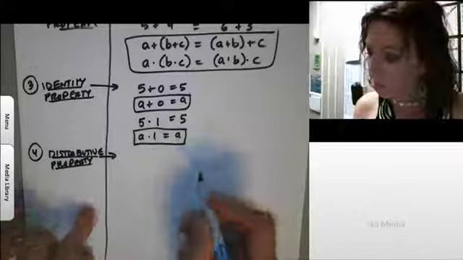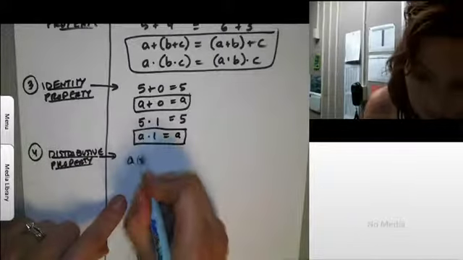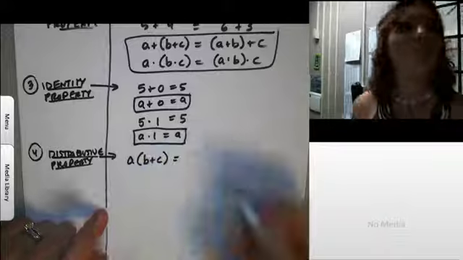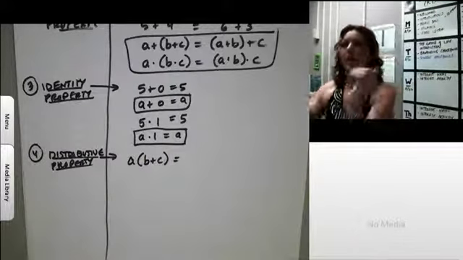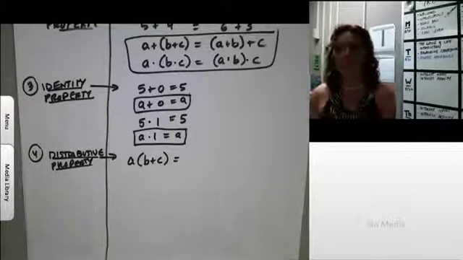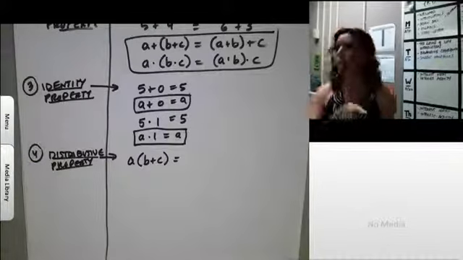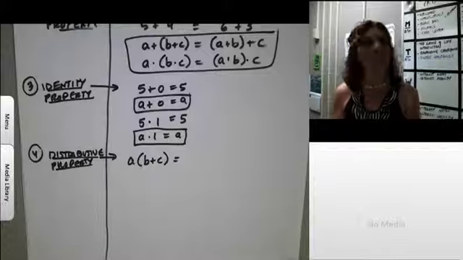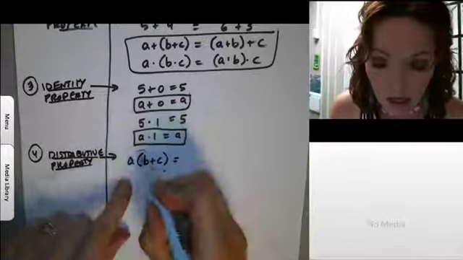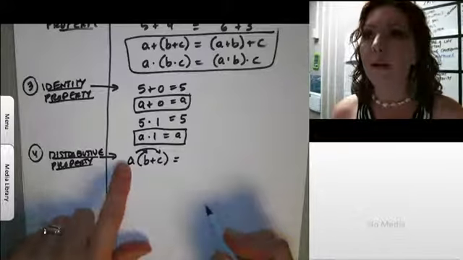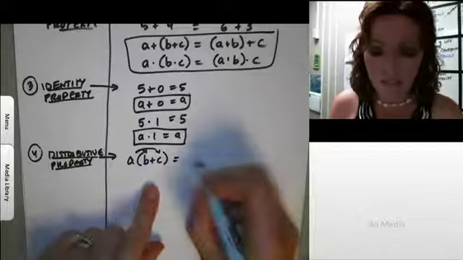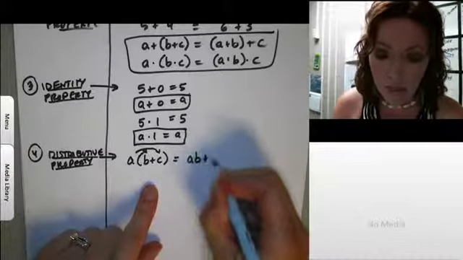Okay, so the distributive property. If we start out with something being multiplied by another something in parentheses, distributive property means you distribute whatever is outside of the parentheses to everything inside. So this is the arrows. A times in parentheses B plus C is the same thing as A times B plus A times C.